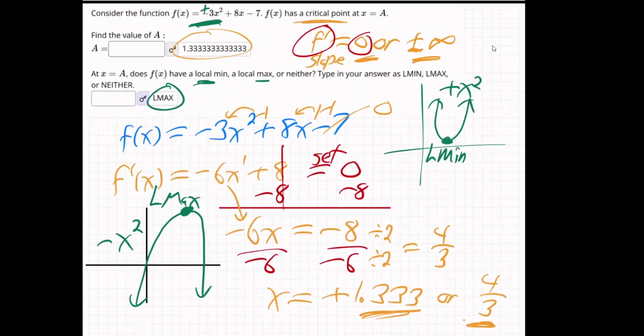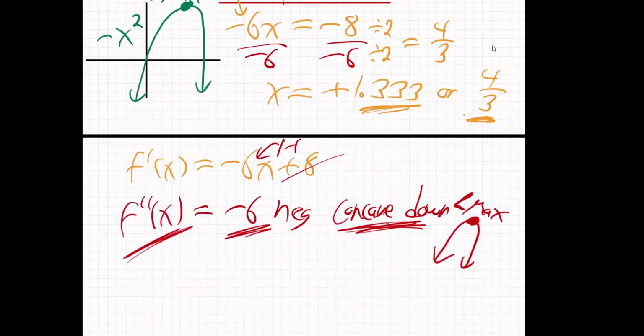Probably you should just stick with the fact that, hey, look at this function. It's a negative x squared function. It's a U shape going down, which is going to have a local max. If it was a positive x squared function, it would be a U shape going up and have a local min. The second derivative test is okay.